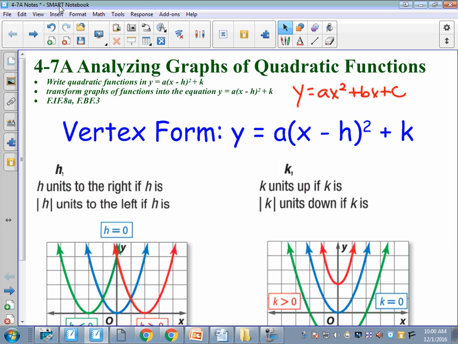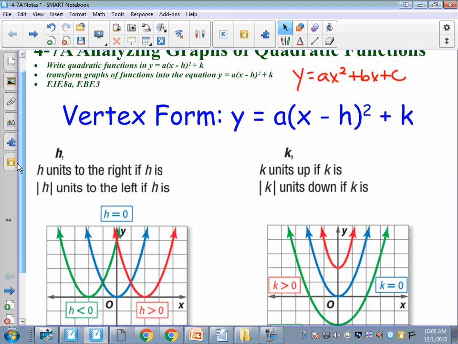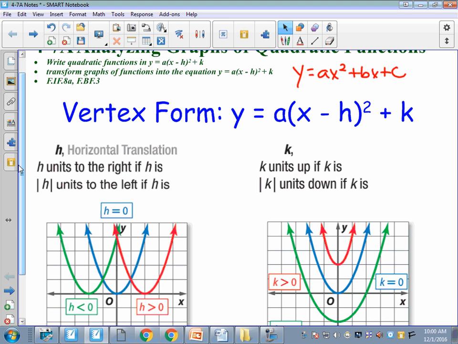Y is equal to a times the quantity x minus h squared plus k. So I'm going to talk about what h and k do and what the a value does when it's written in this form. So in vertex form, your h is your horizontal translation. And we talked about this before, so this should be a little bit of review. The h number moves it to the left and to the right.